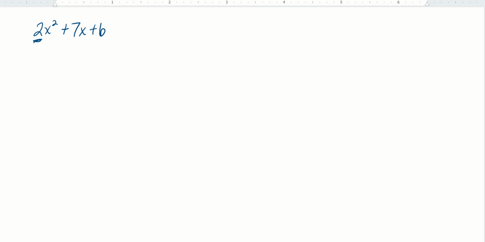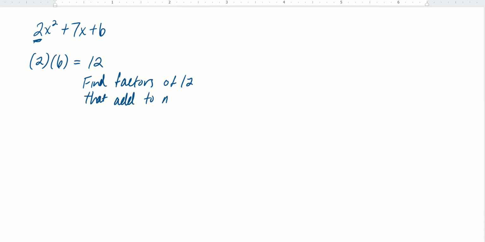In this case, A is 2. C is 6. So I'm going to do A times C, which is 2 times 6, which gives me 12. So now I need to find factors of 12 that add to the middle term, which in this case is 7.